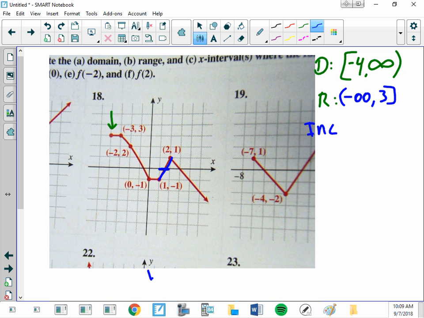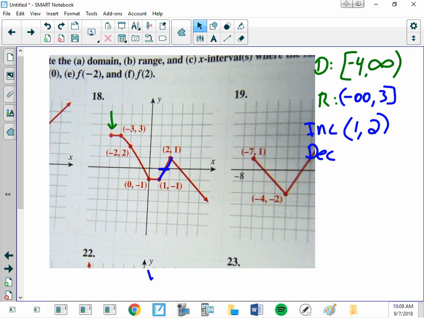Now, this is kind of outside the realm of this class. Do we include 1? And do we include 2? And the answer is, it depends on how you look at it. So in this case, it doesn't matter. You can either do brackets or parentheses. I'm not sure what the back of the book does. My guess is it has parentheses. So 1 to 2. How many places on the graph do we have a section that is decreasing?